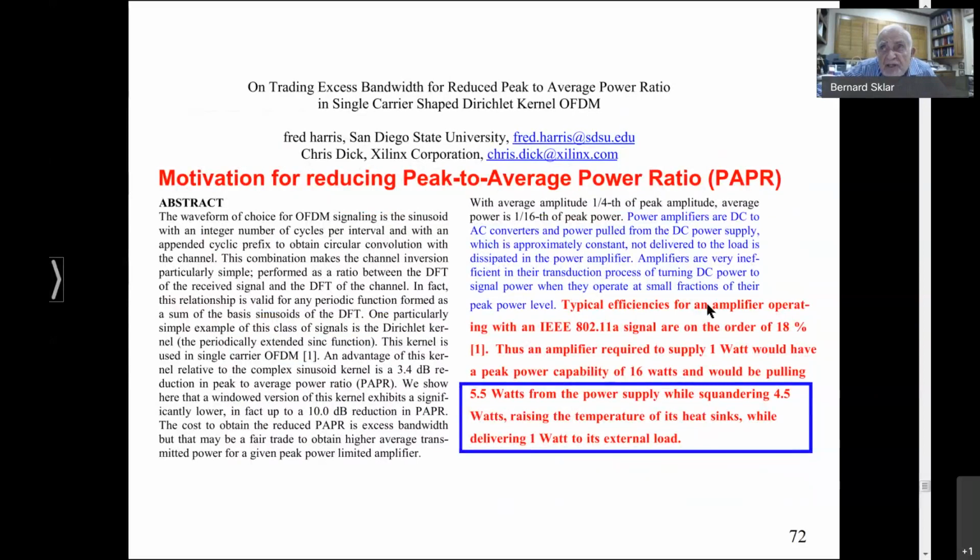Thus, an amplifier required to supply 1 watt would have a peak power capability of 16 watts and would be pulling 5.5 watts from the power supply while squandering 4.5 watts, raising the temperature of its heat sink while delivering 1 watt to its external load. This is the motivation for reducing the peak to average power ratio.